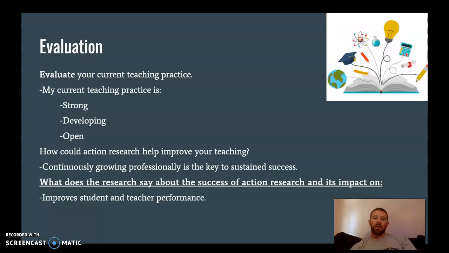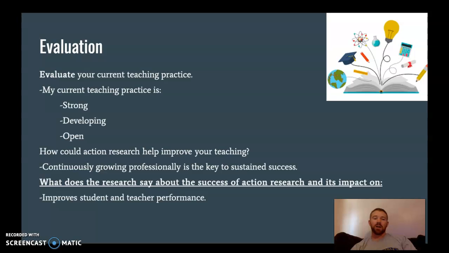And research could help improve my teaching. Continuously growing professionally is the key to sustained success. If I thought I knew everything, then very quickly I would stop being a successful teacher and students wouldn't learn nearly as much. So it's important that I have the attitude that it is a continuous process to improve. And while there are a lot of things out there, we want to find what works. And so action research could be a way that I personally am able to find out what works for me and what works for my class, my students, and specific group of students.